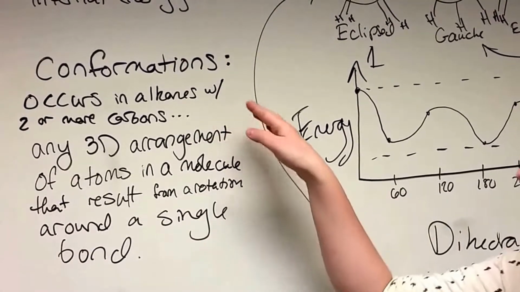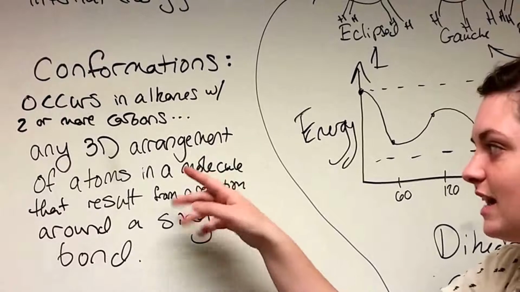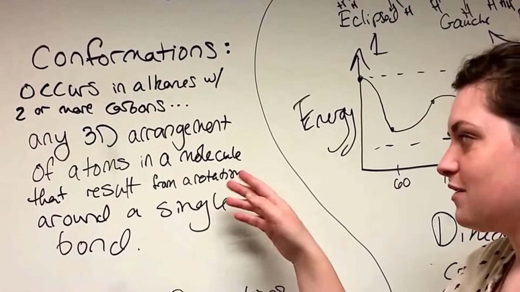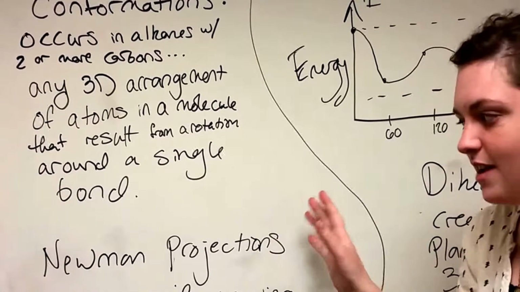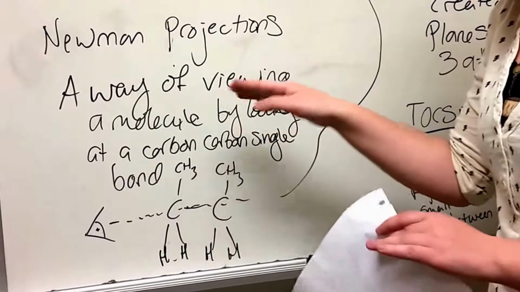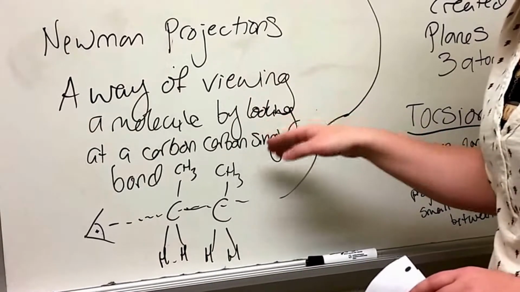Conformations occur in alkanes with two or more carbons, and are any 3D arrangement of atoms in a molecule that result from a rotation around a single bond. A great way to view conformations is by looking at Newman projections, which is a way of viewing a molecule by looking at a carbon-carbon single bond.